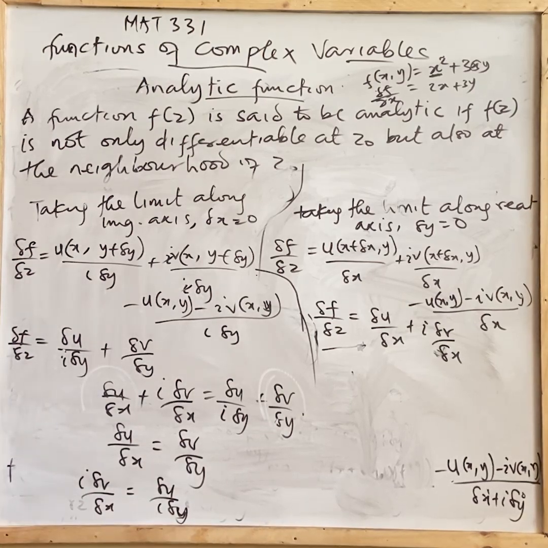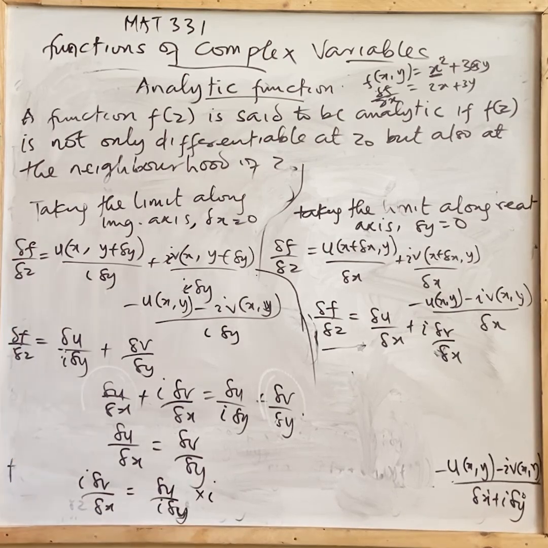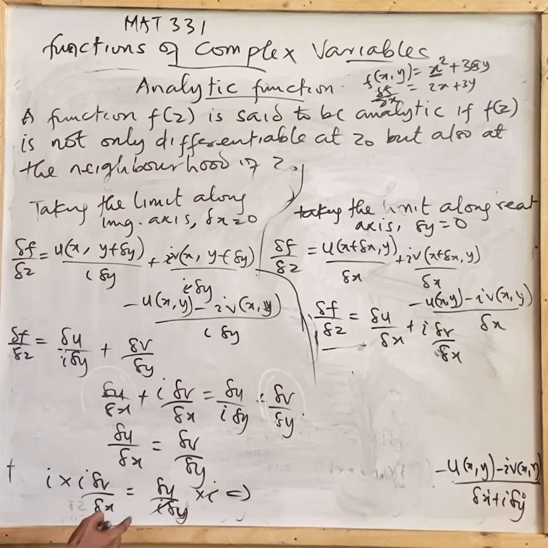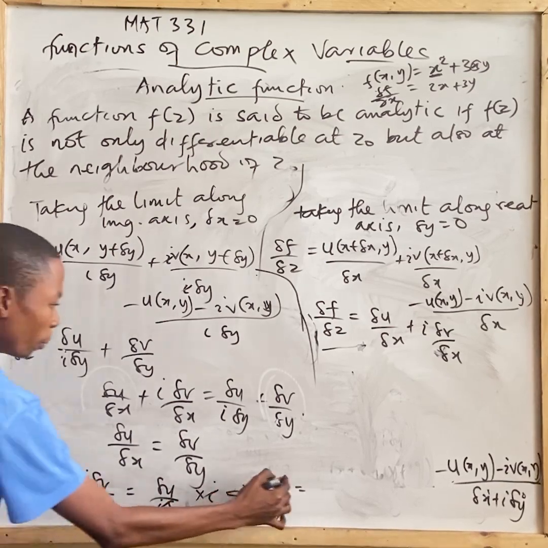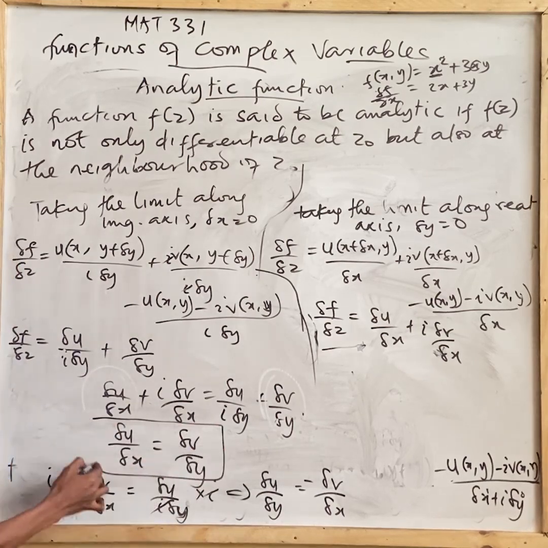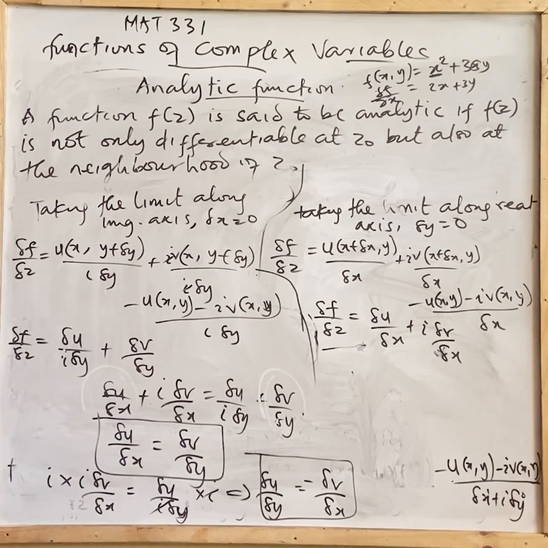So I do not need i. What am I going to do to cancel i from both sides? If I multiply both sides by i, this side times i, this side also times i, so i times i here will cancel out. i times i square is minus 1. So this one will now be du dy is equals to i square is minus 1, so this one will now be minus dv dx. So these two equations are the tools that we'll be using to test whether any function is analytic or not.